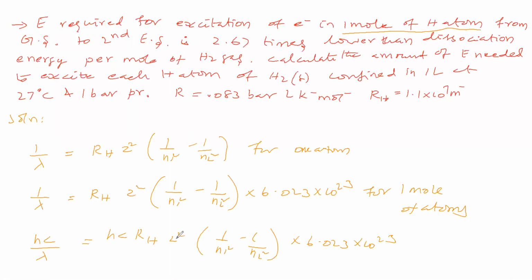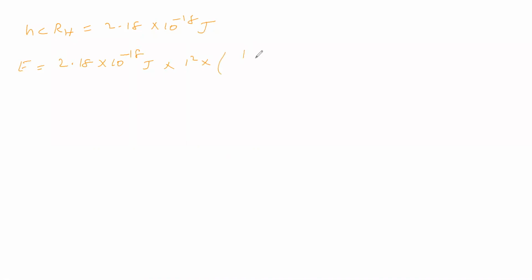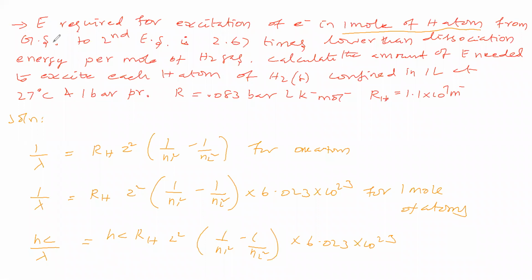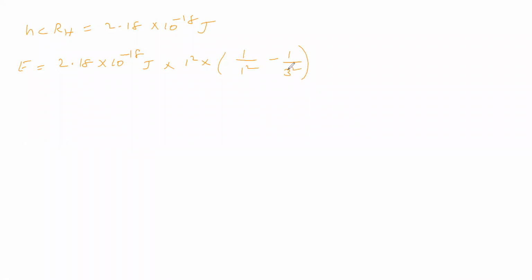So now R_H is equal to 2.18 into 10 to the power of minus 18 joule. That value will substitute. So energy is equal to 2.18 into 10 to the power of minus 18 joule into the atomic number Z, which is 1, then 1 by N1 square minus 1 by N2 square. N1 is the ground state, N2 is the second excited state. So ground state is 1, second excited state is 3.